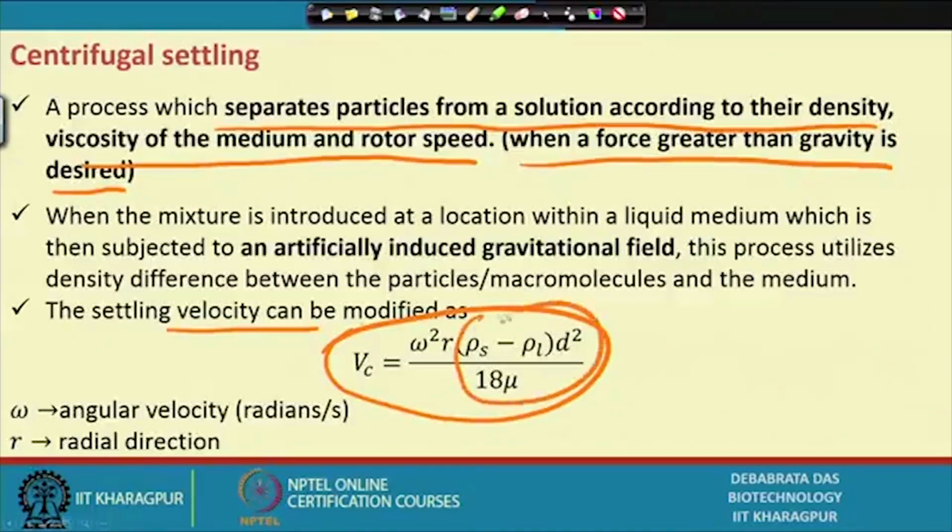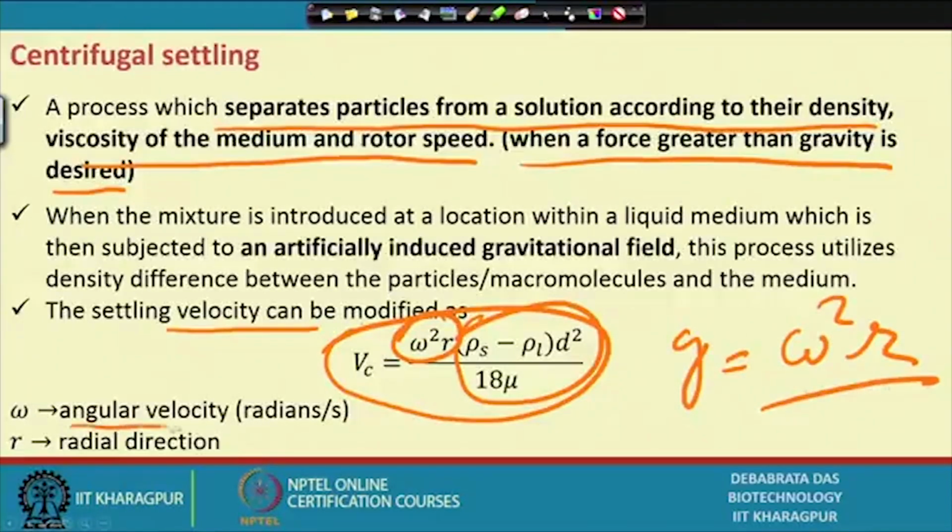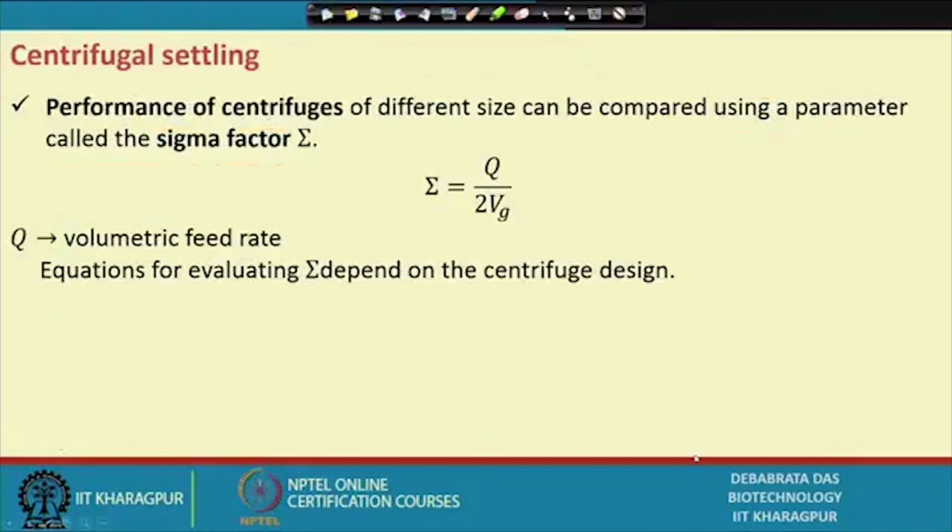If you find, this portion is the same as our settling velocity, only the gravitational force is replaced: g is replaced by omega square by r. Am I right? Omega is the angular velocity, in radians per second, and r is the radial direction. Now we have a sigma factor that we calculate on the basis of Q, the volumetric fluid rate, and Vg, the separation velocity, the settling velocity, that is expressed by the sigma factor.